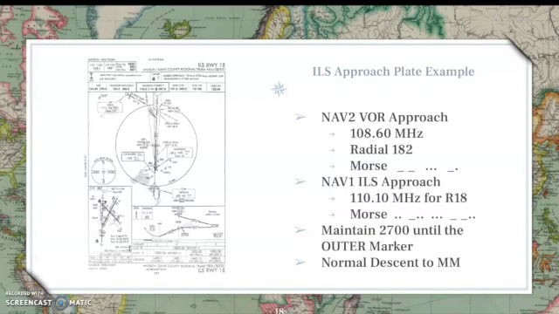So now we're going to take a look at an ILS approach plate. This plate example gives us a lot of information about how the plane comes in. The part that I want to point out, though, is actually this box right here. So what this is telling us is that if you were approaching this runway, a plane should maintain 2700 until the outer marker right here. That's indicated. And then they should have a normal descent at 182 degrees until or down to the middle marker.